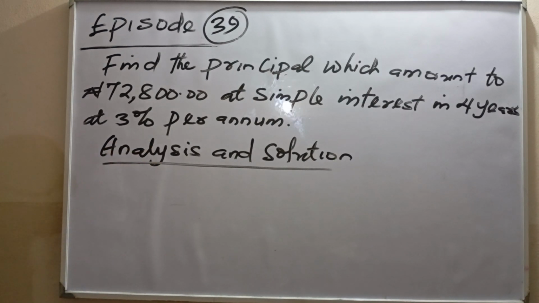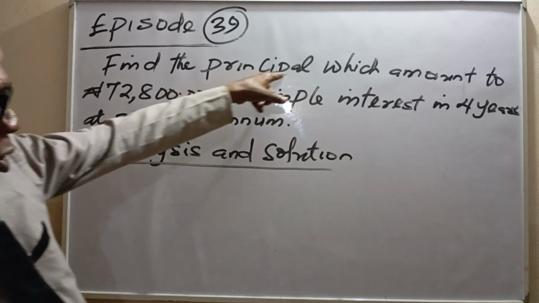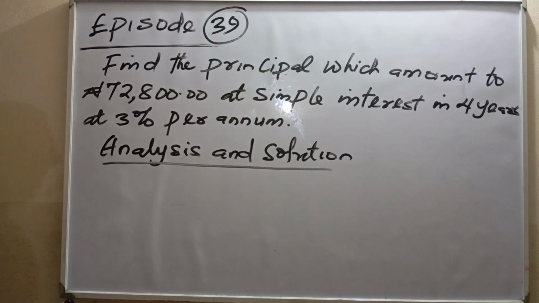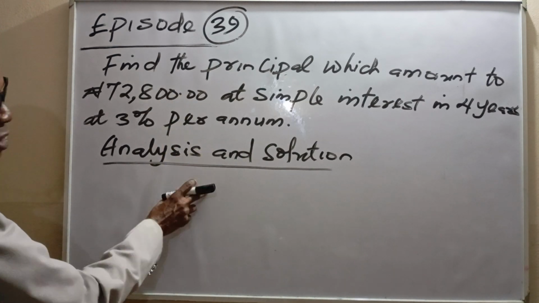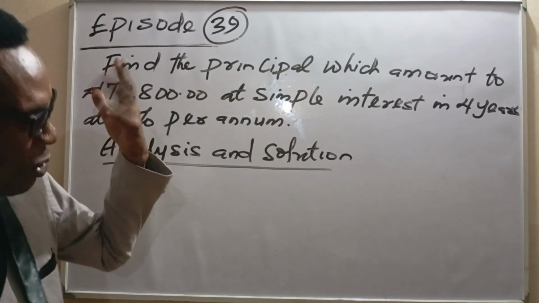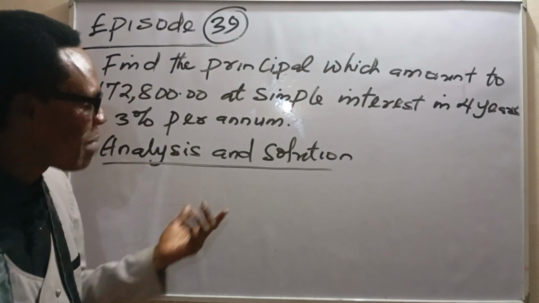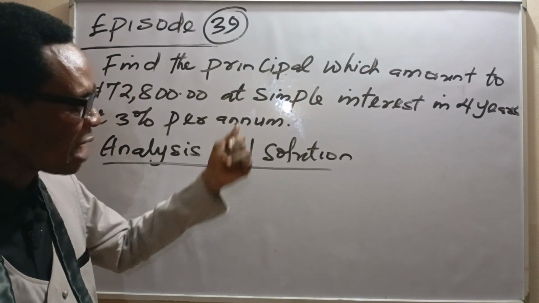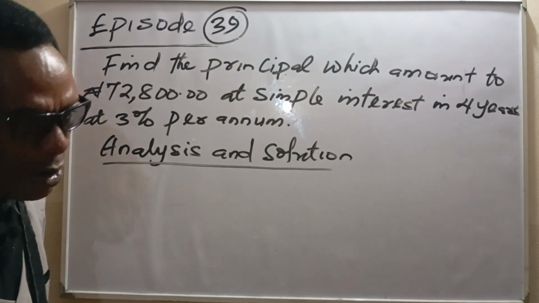So what formula are we going to use? Actually, this is a question from commercial mathematics, in which we are asked to find the principal. The principal amounted to this, but we don't know the principal. We cannot resolve this through the simple interest formula. So we have to recall the formula through which we can resolve this kind of problem, which is the formula for amount.